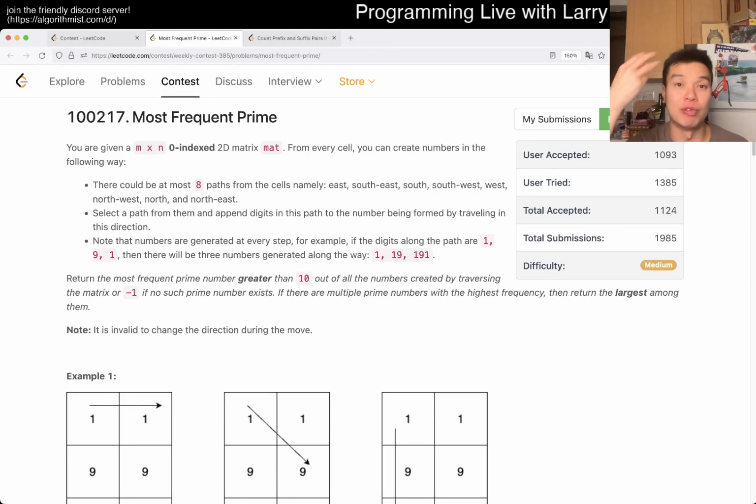This is me doing Q3 of the weekly contest 385, most frequent prime.